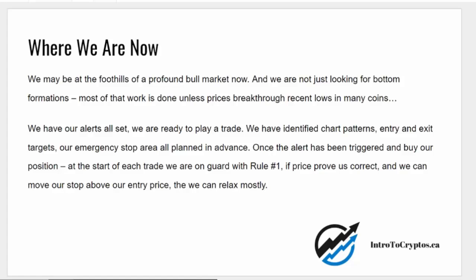We mark them as holds in our spreadsheet. We have already identified all the chart patterns. We've marked out our entry and our exit targets. We've set up our emergency stop loss. All of this has been planned in advance already.